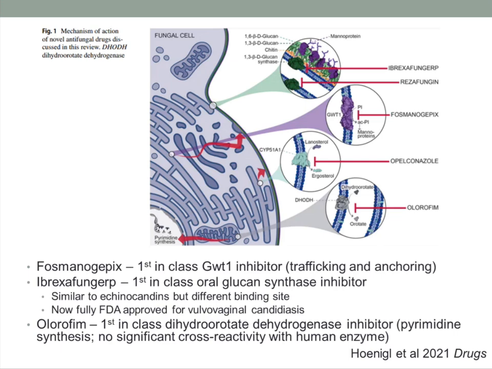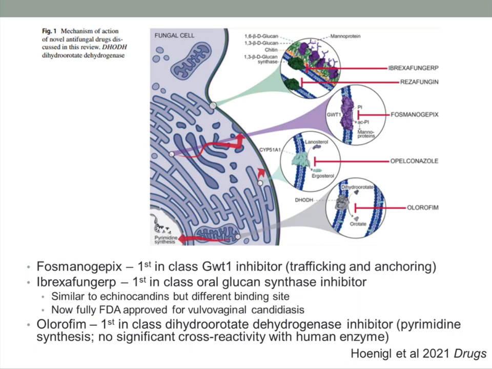Fosmanogepix is a GWT1 inhibitor that's used by fungal organisms for trafficking and anchoring, actually. It is the second circle you can see there, where it acts on some of the proteins. Ibrexafungerp is already approved for vulvovaginal candidiasis. It's a first-in-class oral glucan synthase inhibitor, and that's the top circle you can see up there. It acts on 1,3-beta-D glucan synthase, but at a different site than echinocandins. So you may have activity with this drug, but the organism may still be resistant to echinocandins. You just have to test to know.